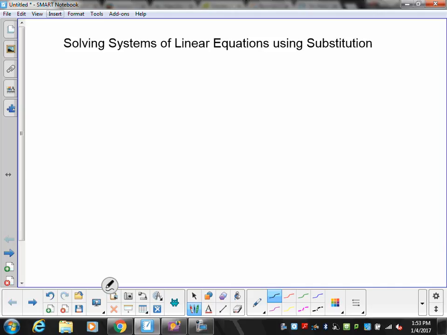So I'm going to give us a couple of equations that I want to solve the system. 3x plus 4y equals 12. And 2x plus y equals 10.